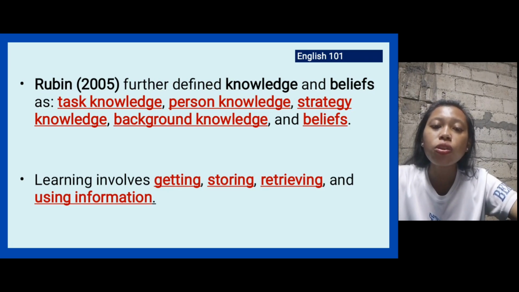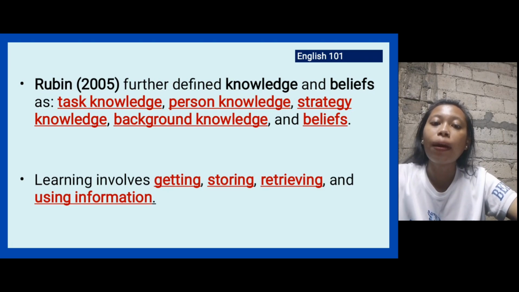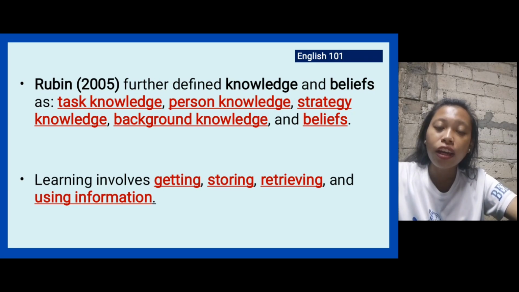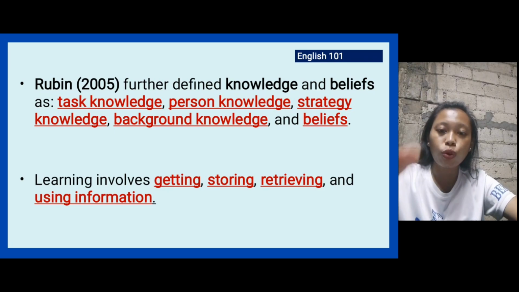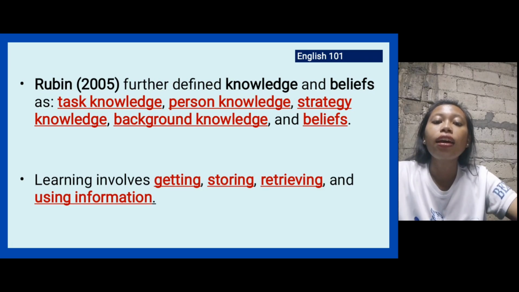According to Rubin 2005, learners need different types of knowledge and belief to manage their learning. The task knowledge, knowing what the task is about. Person knowledge, knowing your strengths and weaknesses. Strategy knowledge, knowing what strategies to use. Background knowledge, what you already know. Belief, what you think about learning and yourself as a learner.